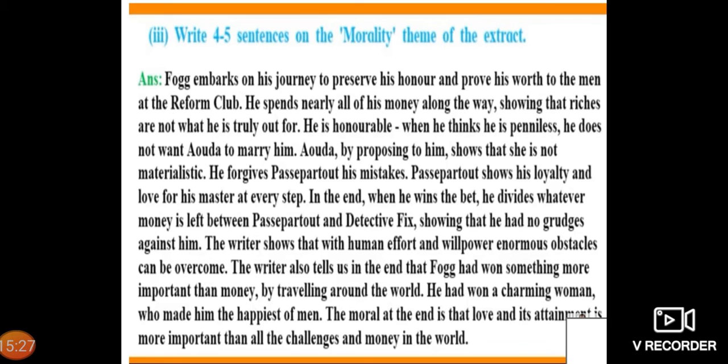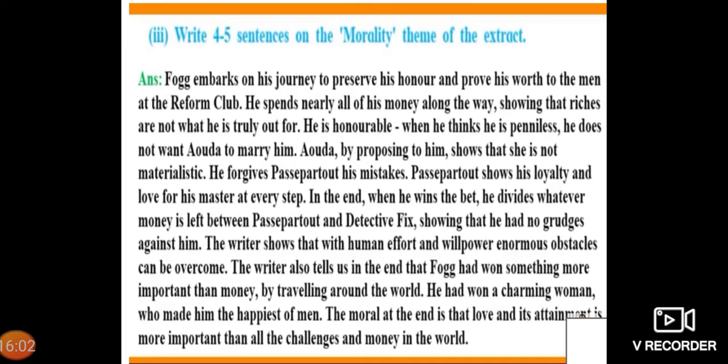He forgives Passepartout his mistakes. Passepartout shows his loyalty and love for his master at every step. In the end, when he wins the bet, he divides whatever money is left between Passepartout and Detective Fix, showing that he had no grudges against him. The writer shows that with human efforts and willpower, enormous obstacles can be overcome. The writer also tells us in the end that Fogg had won something more important than money by traveling around the world. He had won a charming woman who made him the happiest of men.